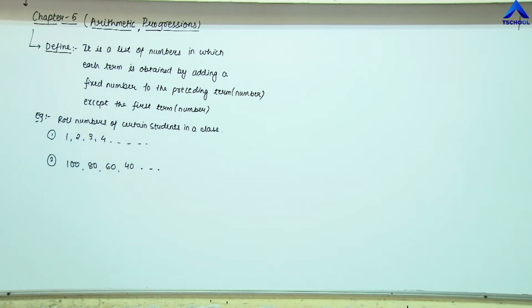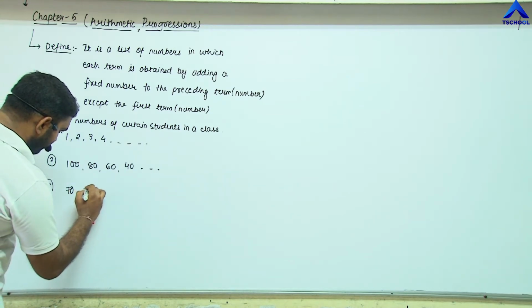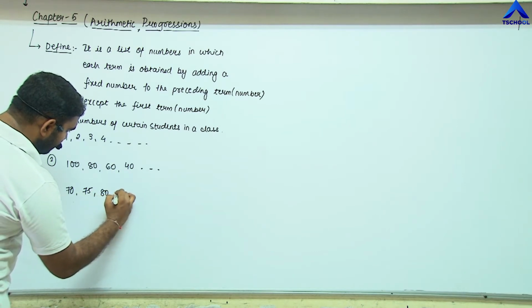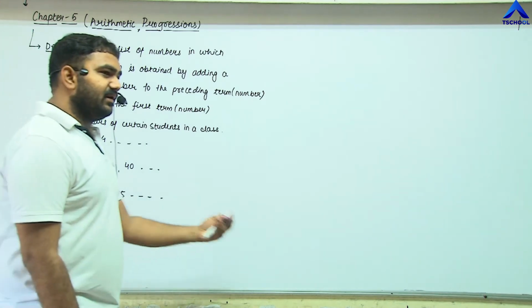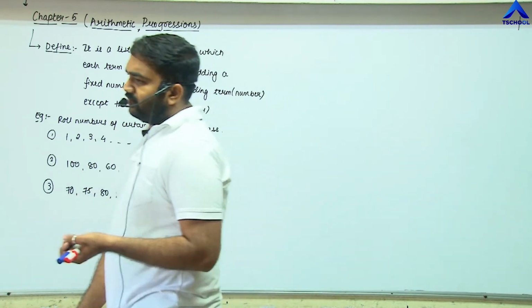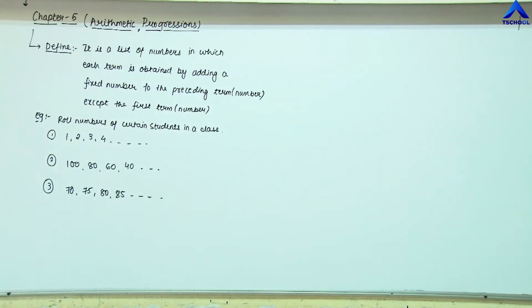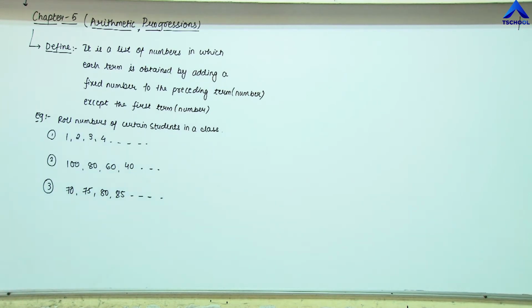Suppose the heights of some persons in a company, again, will give me an arithmetic progression if the difference is the same: 70 centimeter, 75 centimeter, 80 centimeter, 85 centimeter, and so on up to where the heights end. That again gives me an arithmetic progression, friends. So these are all examples of the arithmetic progression. It is a list of numbers in which each term is obtained by adding a fixed number to the preceding term.